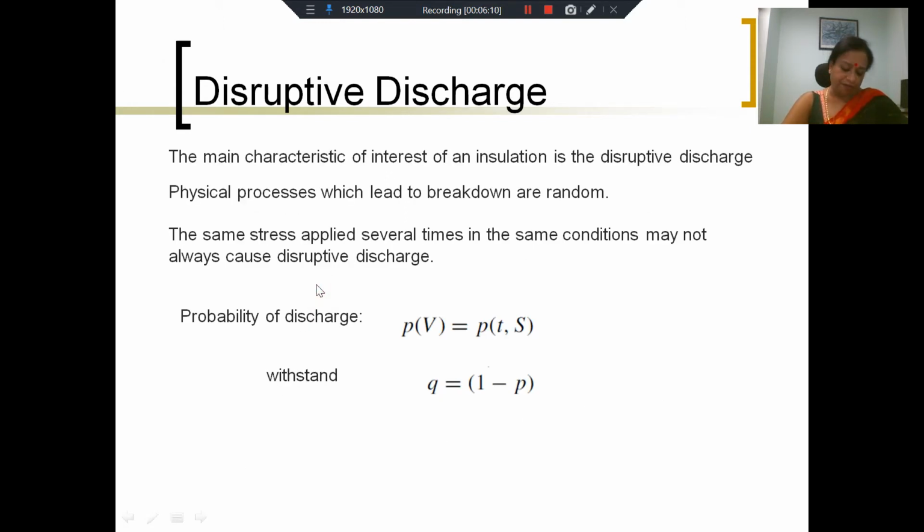Now, we have been talking about breakdown characteristics. The most important characteristic at the moment that we are interested in, the first step we always have to look for, is the disruptive discharge. So at what voltage does the dielectric break down and lose its dielectric property? That is the main characteristic of interest.